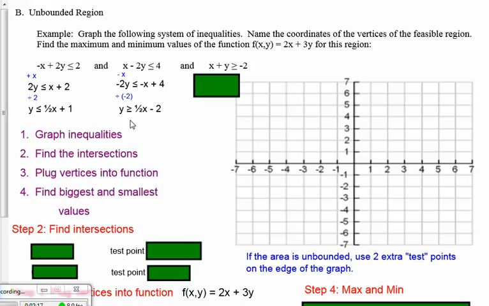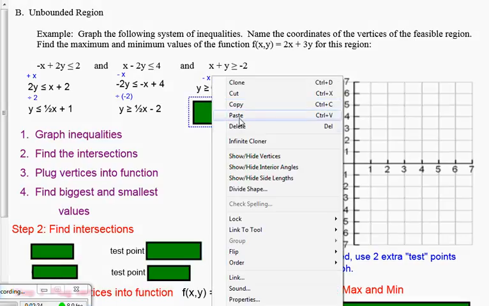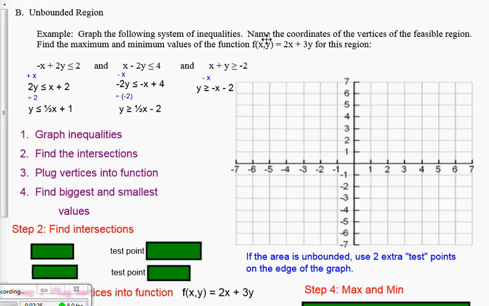So notice how similar these ones are. They both have the 1/2 x. This one, the y-intercept is 1. This one, the y-intercept is negative 2. So these ones are going to be parallel. For our last one, to get it into slope-intercept form, we just have to subtract x from both sides. And that would leave us with y is greater than or equal to negative x minus 2.